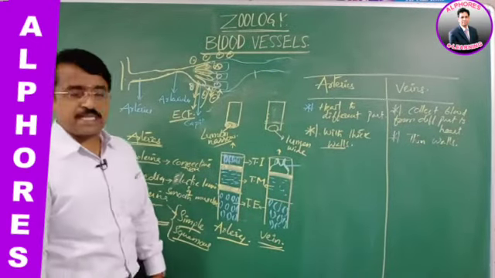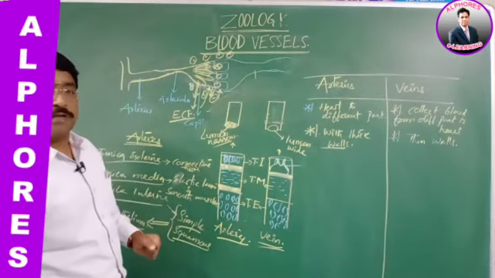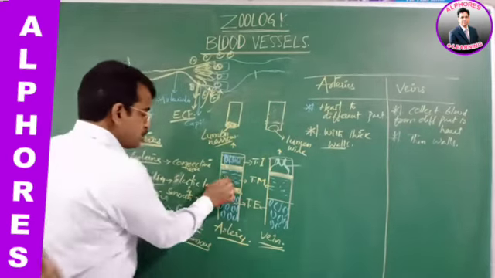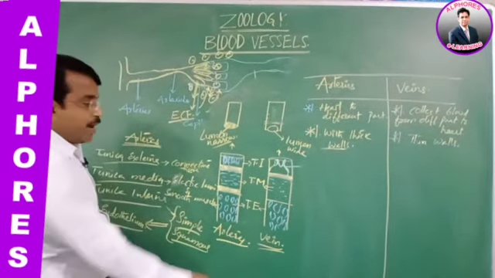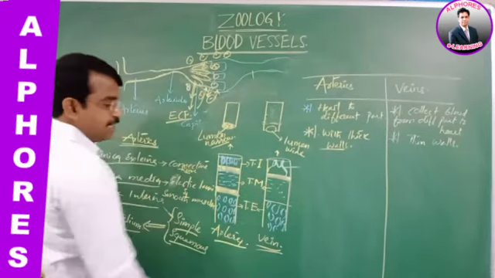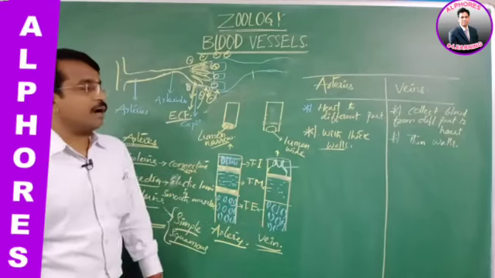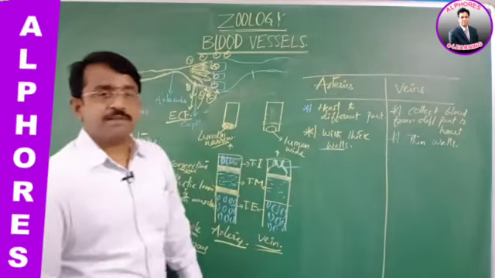How do we say that? Look at here diagrammatically. The muscular layer in the case of the arteries is very thick, whereas here it is thin. This is the reason why the walls of the arteries are thick, whereas here they are thin.